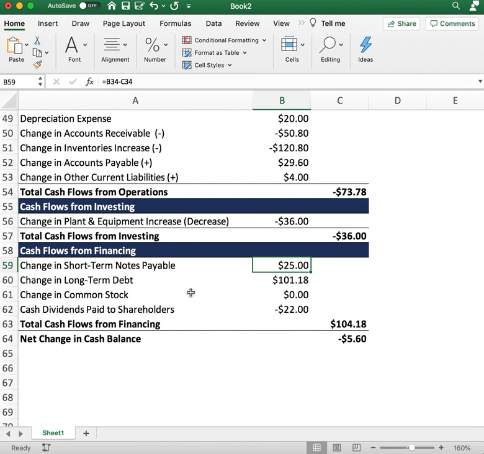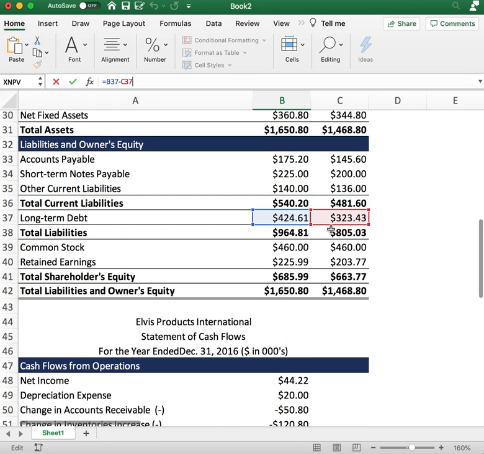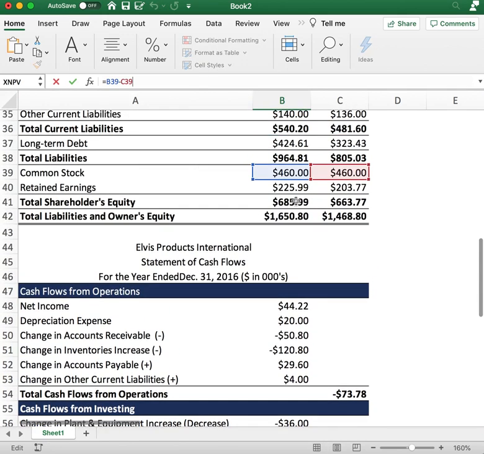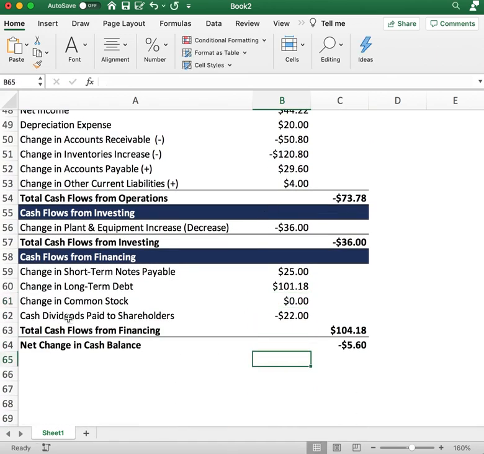And then, okay, now we have change in long-term debt, which is $101. And again, this is a source of financing. So typically when we're adding debt, we're seeing a cash inflow. And you see that in the balance sheet when the long-term debt increased to $424 for the current year. And so that's going to be a cash inflow. All right, change in common stock. We saw that the value of the common stock was the same. It did not change. And then now we're moving on to cash dividends paid to shareholders.